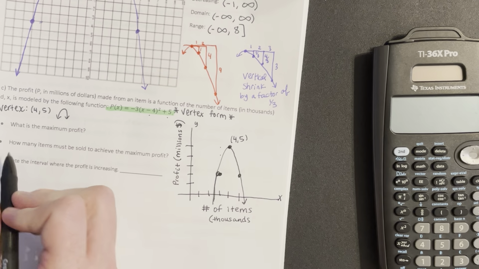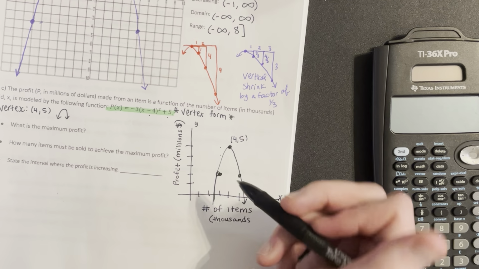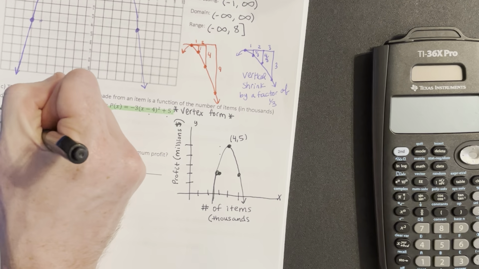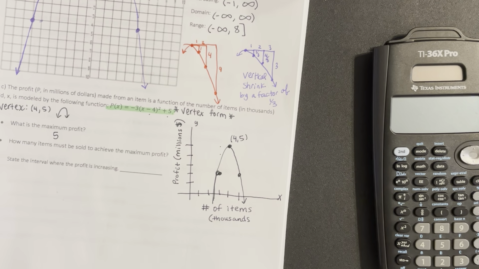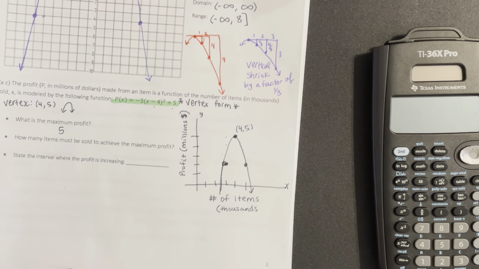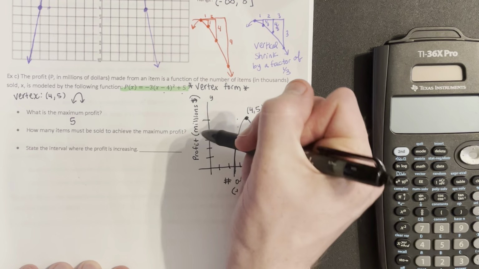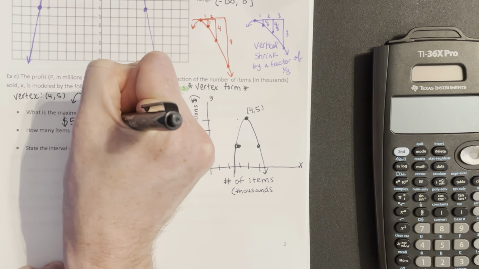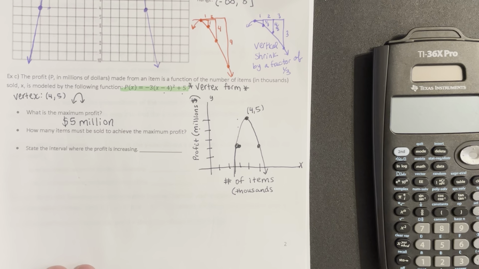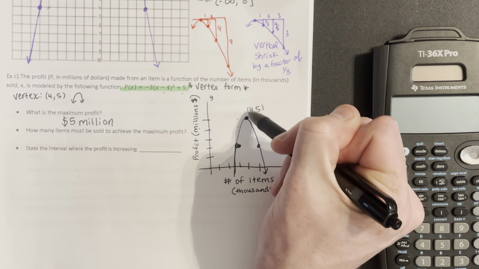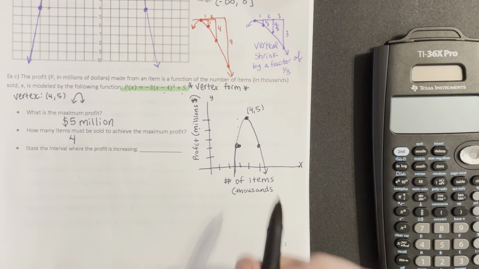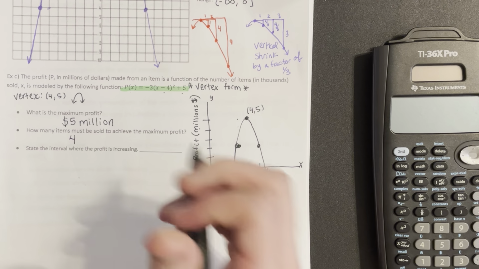Because when we answer these questions, what is the maximum profit? The maximum profit is our y value. That's the 5. So 5, if you just put that as the answer, would be counted wrong, because it's not just 5, it's $5 million. And then how many items must be sold to achieve that is our x value. Again, we have to think of it in context because it's not just 4. It's 4,000 items.